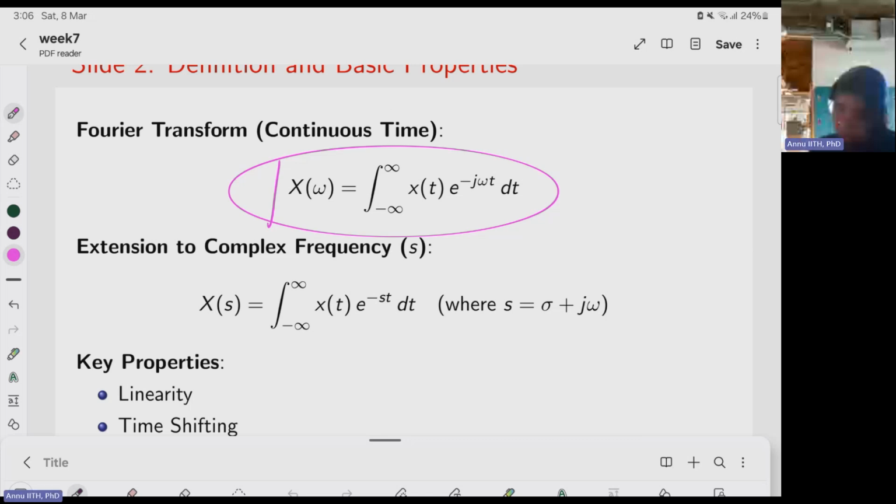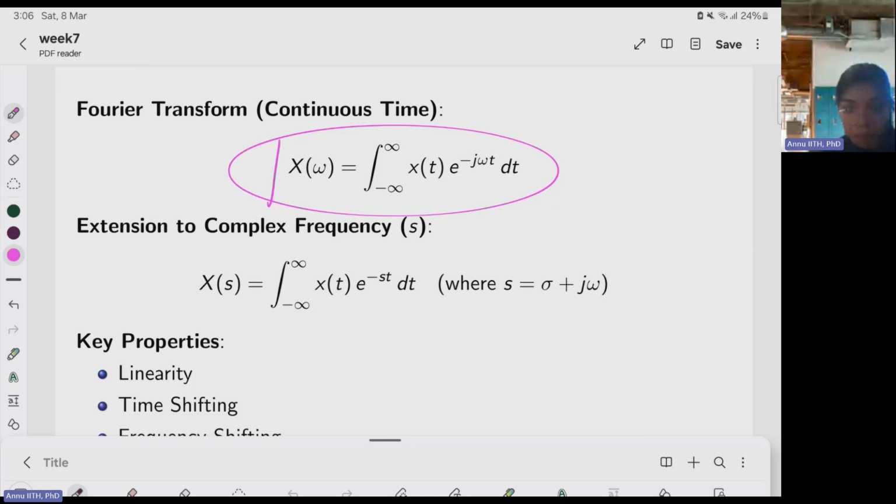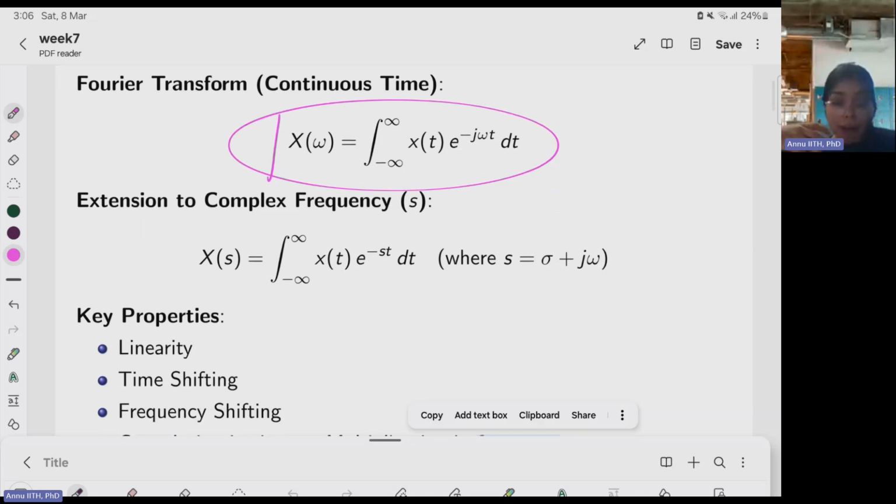Sorry, my device connection goes off in between, so what I will do is I'll repeat the things. When you have the extension to s, instead of e^(-jωt), what you're exactly having is x(t) e^(-st), where s = σ + jω.